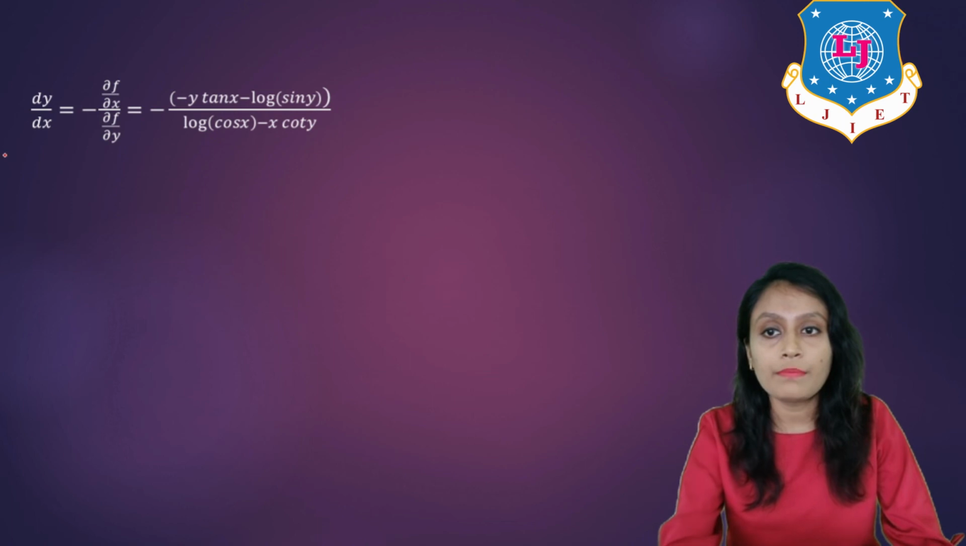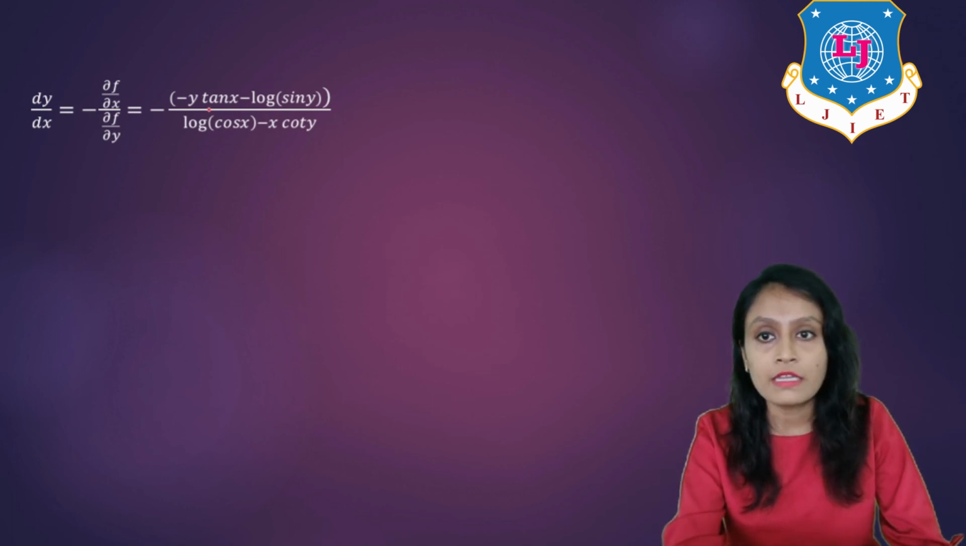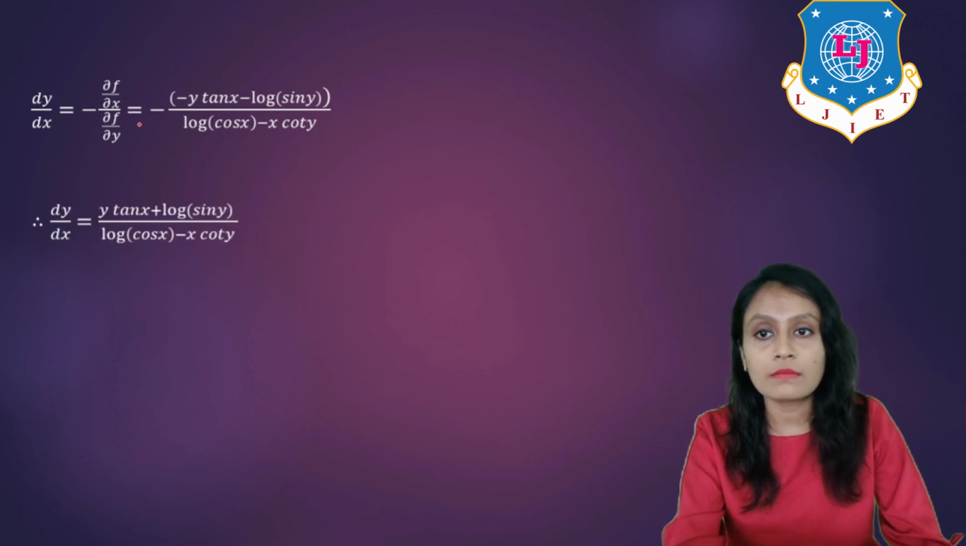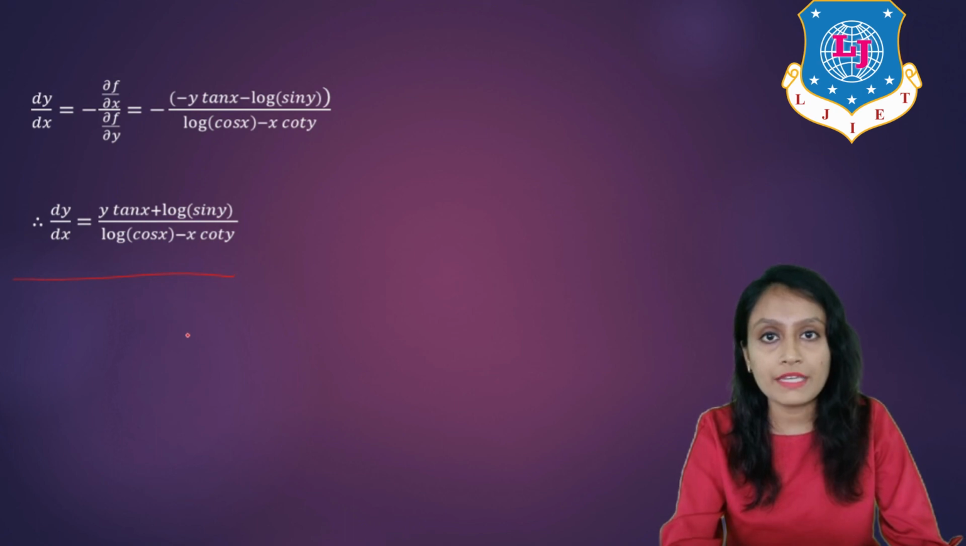Now apply this formula: dy by dx is equal to minus fx upon fy. Substitute both the answers and multiply this minus inside, so you will get the final answer for dy by dx.